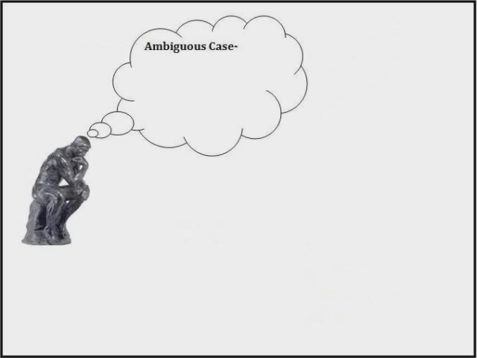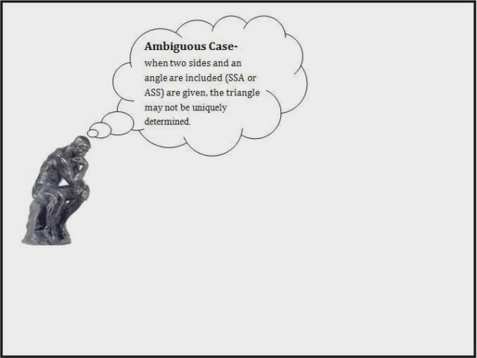Now this is something you might have to think about, the ambiguous case. When two sides and a non-included angle, SSA, are given, the triangle may not be uniquely determined. This ambiguous case can only be used when the law of sines is used.